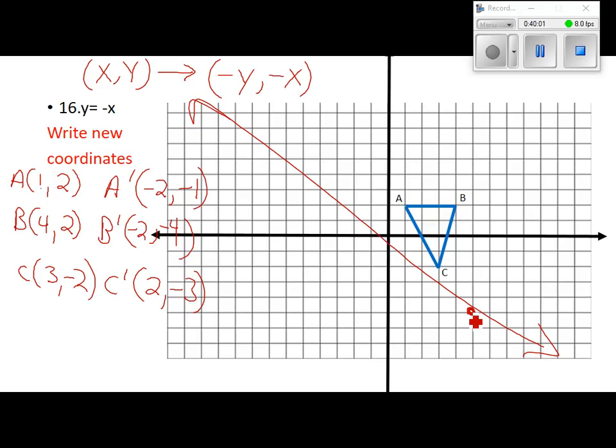What if x was -2? What would y be? Positive 2. So we go out this way, -2 and up 2. Again, I missed the point completely. It's gonna be the line that runs down through there.